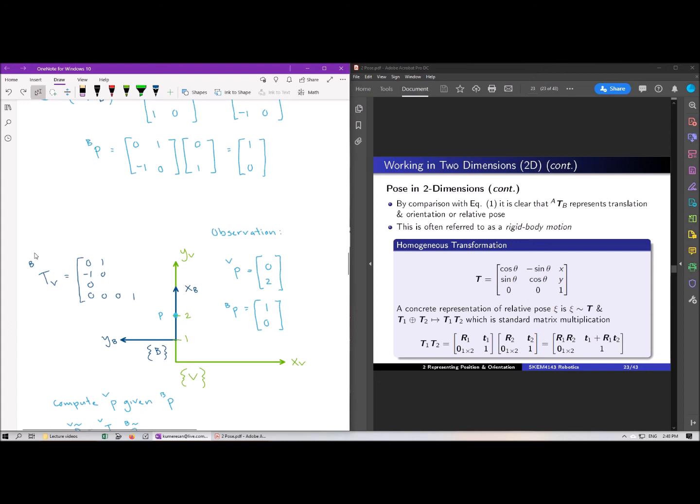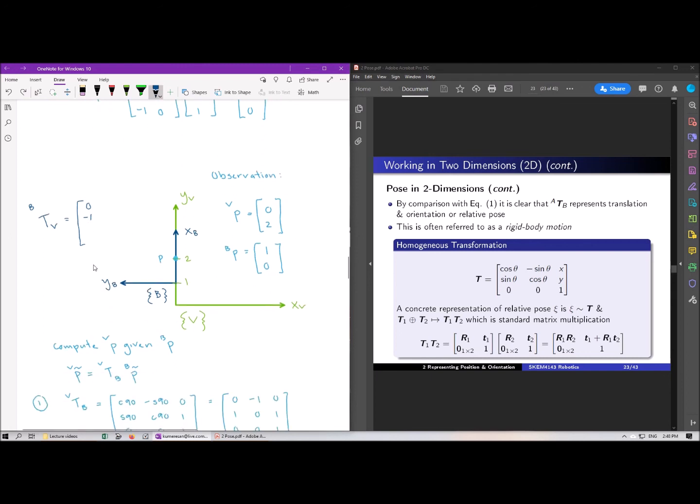Now I'm erasing everything. Let me just do this. All right, so let me repeat. What is this x with respect to the B coordinate frame? It is 0, minus 1, because x is in the negative direction of y. And the last row is always 0, 0, 1.